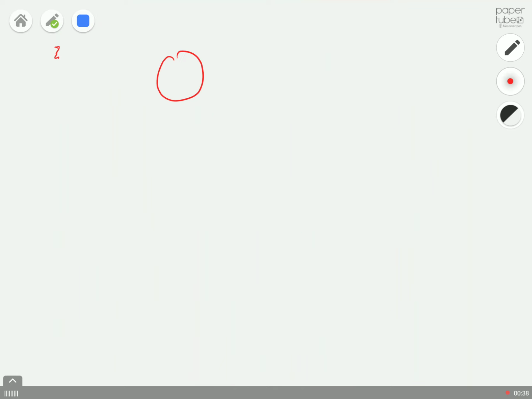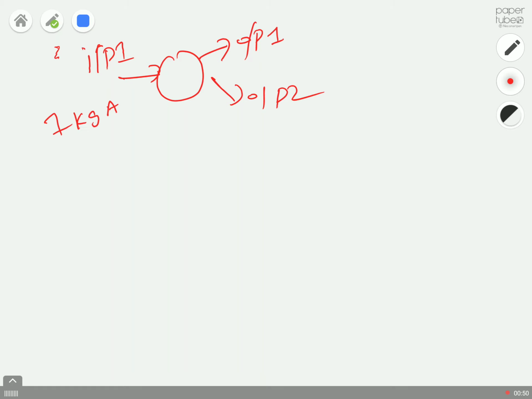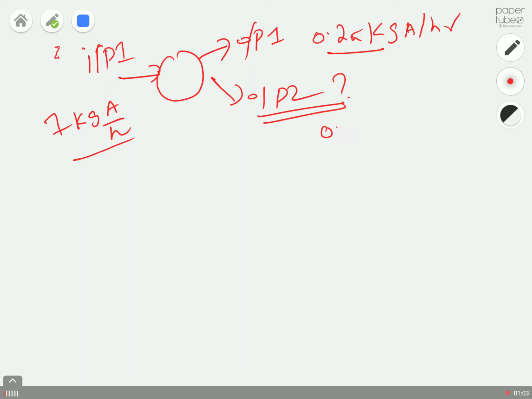So I was just stating you have input stream 1, output stream 1, output stream 2, and then 1 kilogram of A per hour. So here is 0.25 kilogram of A per hour. So here, what is in the output stream? You just subtract this value. It should be 0.75 kilograms of A per hour. Yeah?